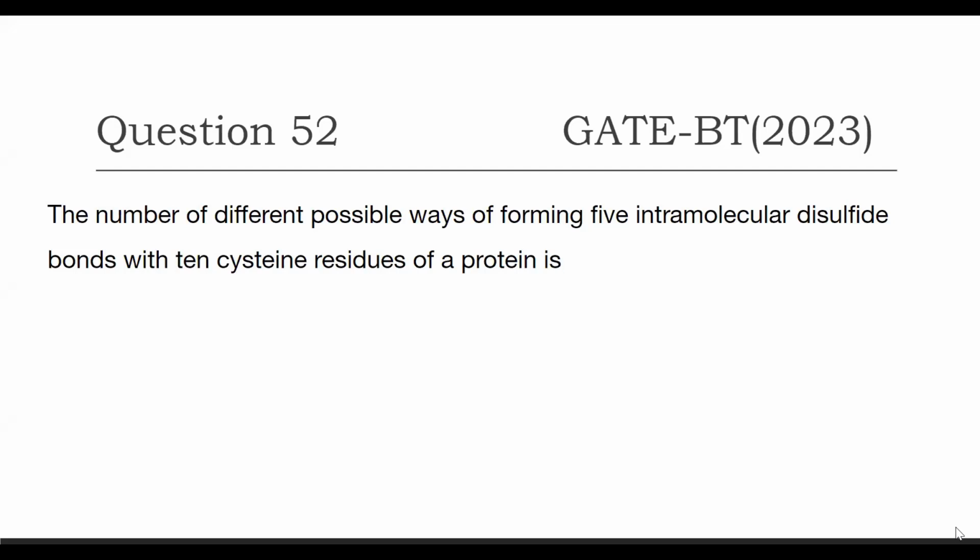Welcome everyone. Today I'll be solving question number 52 of the 2023 GATE Biotechnology paper. The question is that you have to find out the number of different possible ways of forming 5 intramolecular disulfide bonds with 10 cysteine residues of a protein.